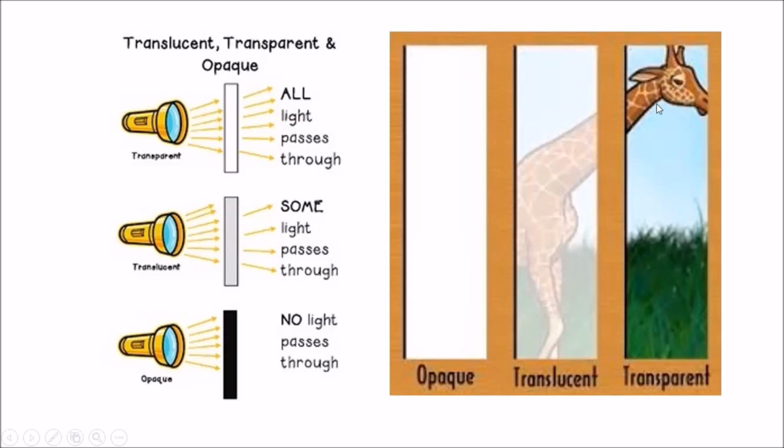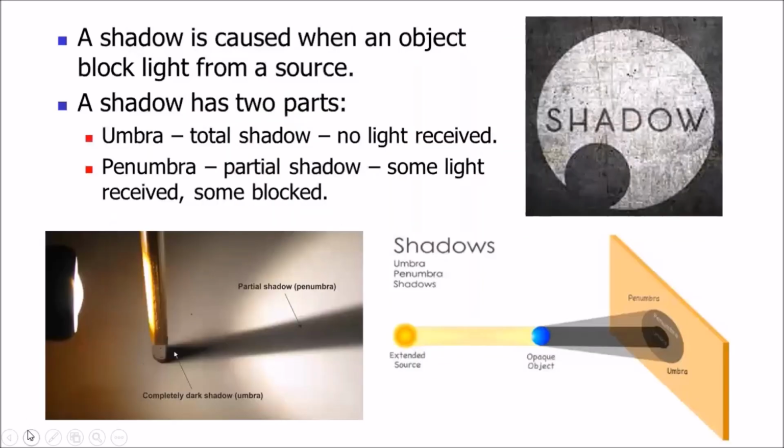So you can see here the giraffe is visible totally behind the transparent object. If it is behind translucent, if somebody is standing, we can just see that somebody is standing, but you will not be able to identify who is standing. Whereas in an opaque object, it's totally blocked. So no light passes through an opaque object. Some light passes through a translucent object, and all light passes through a transparent object.